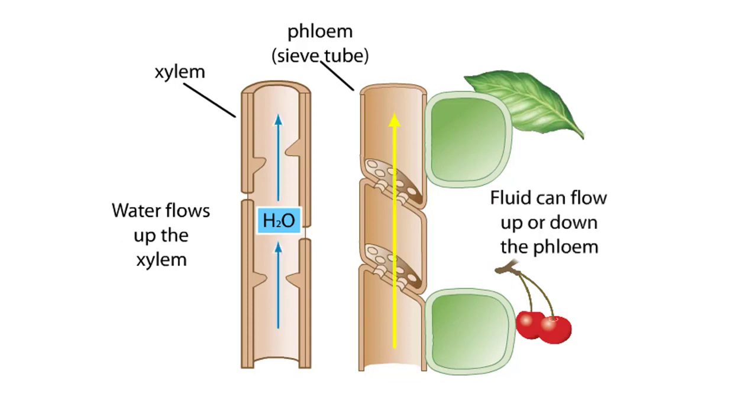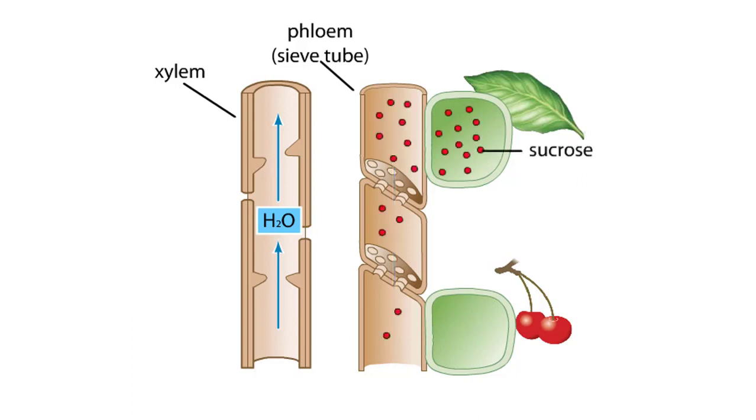Unlike in the xylem, the solution in the phloem can flow up or down the plant. The direction depends on the concentration of solutes in the phloem. A model called the pressure flow model describes how sucrose concentrations determine the direction of the flow. Two types of cells, source cells and sink cells, play roles in the transport of solutions in the phloem.